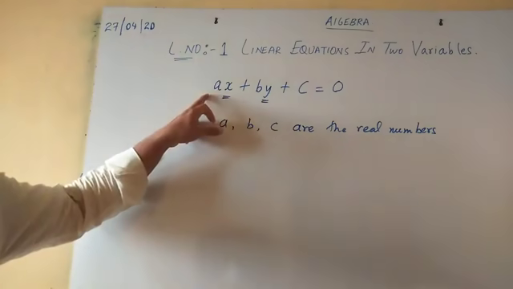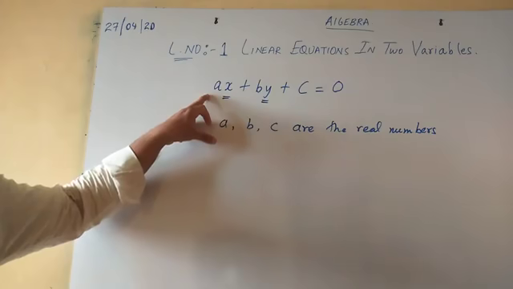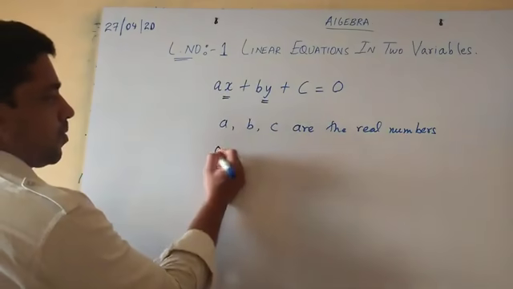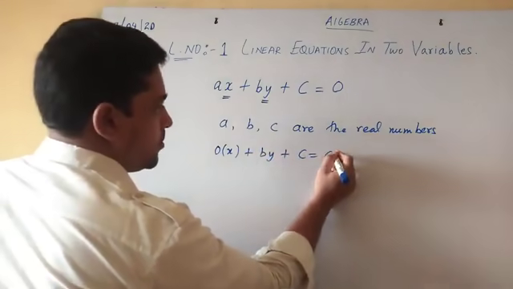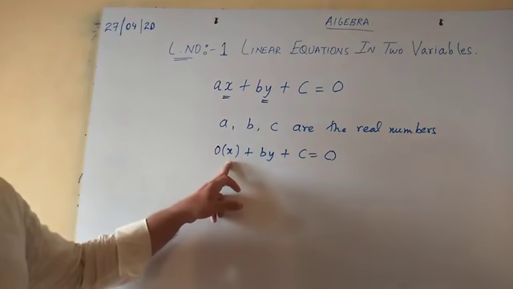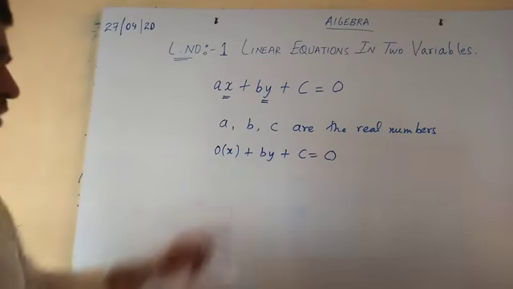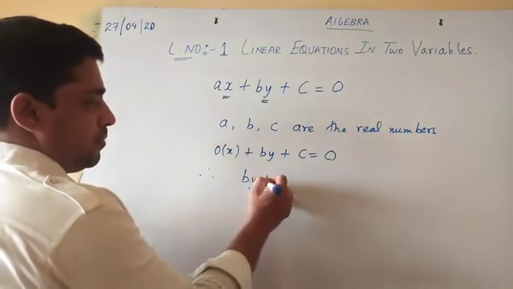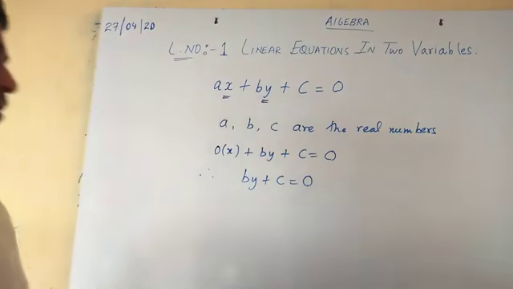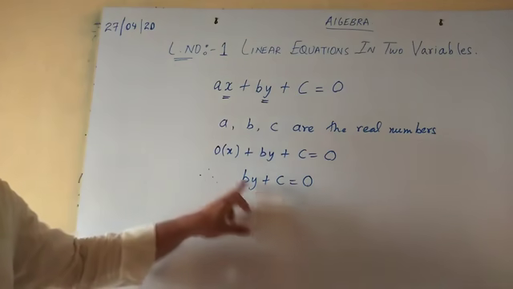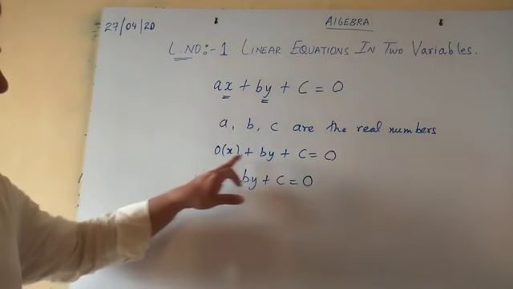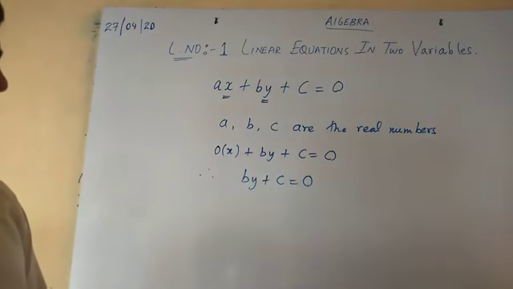I'll substitute 0 in place of a. Let's see what happens. So 0 into x, any term multiplied by 0 will become 0, correct? So that means your final answer will be by plus c. Now here you have only one variable, that is y. That means this becomes a linear equation in one variable. That is why a and b can never be equal to 0.